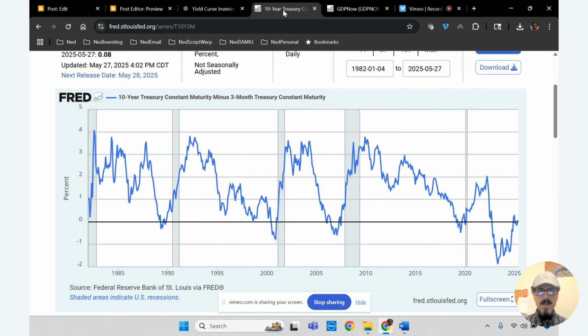And this is the yield curve graph that I tend to follow the most, and that is widely used as a leading indicator of U.S. recession, and that's the graph of the 10-year minus 3-month Treasury yields.